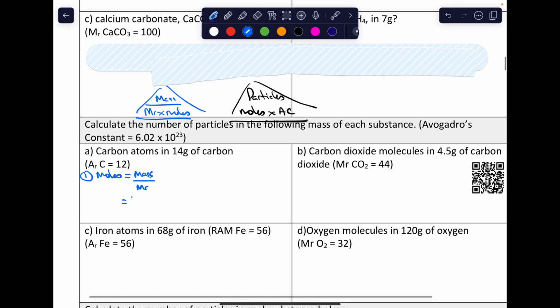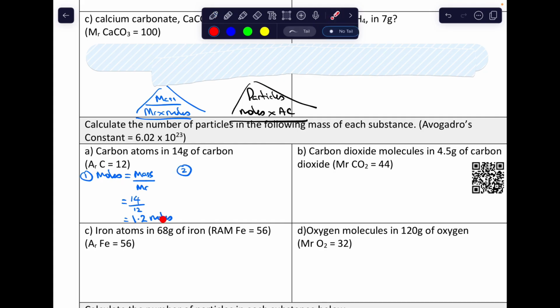is the mass divided by the Mr. In this case, the mass is 14, the Mr is 12. So I've got 14 divided by 12, and that's given me, I'm going to round it to one decimal place, 1.2 moles. Okay. The second step, what I now need to do is take this number of moles and convert it into the number of atoms inside this mass. To do that, I need to use this second triangle here.